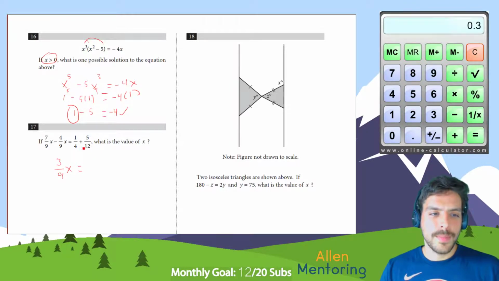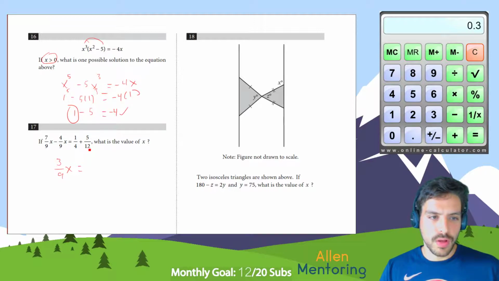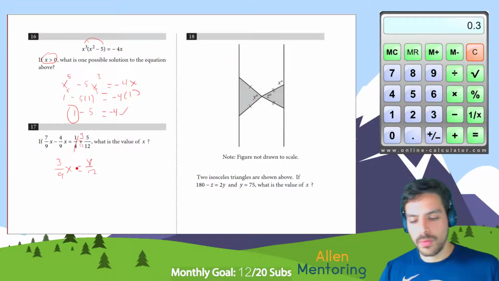Well, how do you combine fractions with different denominators? You probably want to have a common denominator, which in this case is 12. So we can change 1/4 into 3/12. Okay, and 3/12 plus 5/12 is equal to 8/12. And so now we have 3/9 x is equal to 8/12. So how do you cross multiply this, right? Where do you use x? Is it going to be on the top or on the bottom?